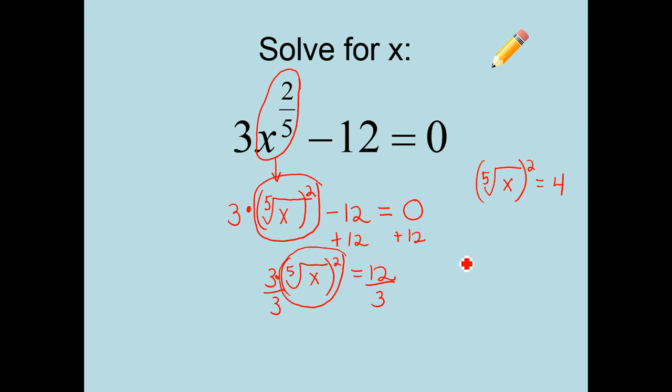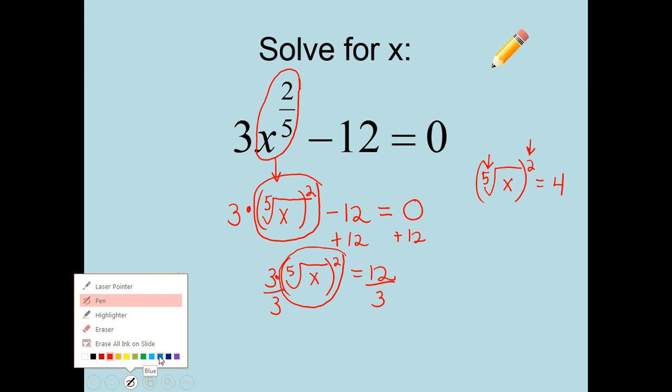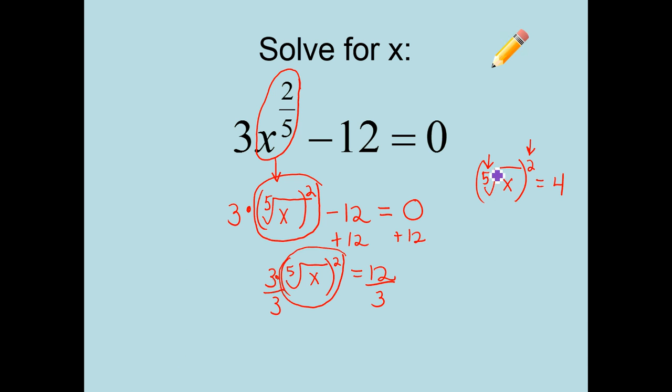Now I've got to do a couple of inverse operations. Notice in the last one I just did one inverse operation when I got to the radical. Now it looks like I have two things here: a squared and a 5th root. So I need to do the inverse of both of those. The first thing I'm going to do is take the inverse of squaring. I'm going to square root both sides. The square and the square root cancel each other out, and I'm left with the 5th root of x equals the square root of 4. Remember, when we square root, or take any even root, we have a plus or minus. So plus or minus 2.